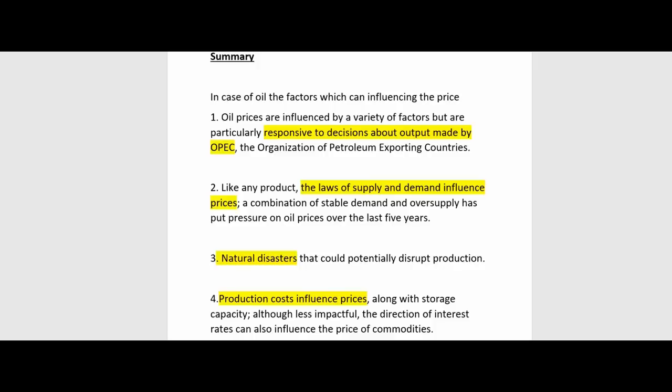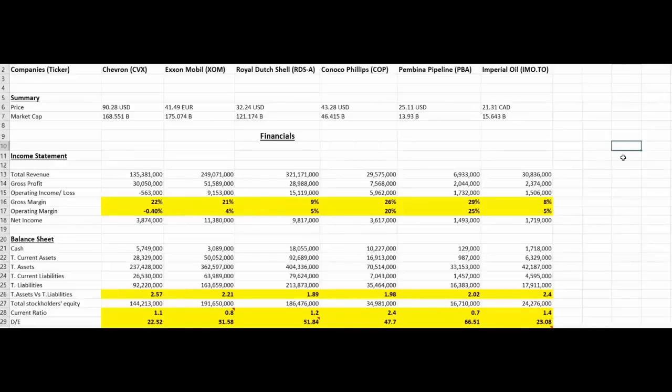Now we can finally move on to our financial analysis. And here we are on our spreadsheet. So the 6 companies which we will be talking about today are Chevron with ticker symbol CVX, ExxonMobil XOM, Royal Dutch Shell RDSA, ConocoPhillips COP, Pembina Pipeline PBA, and Imperial Oil IMO.